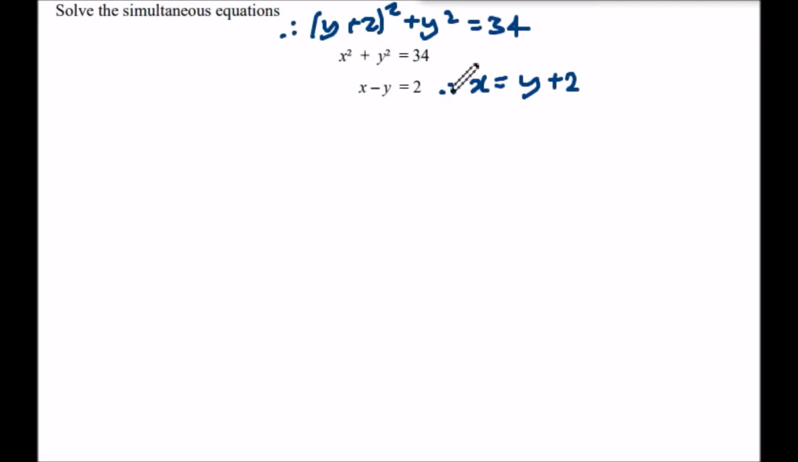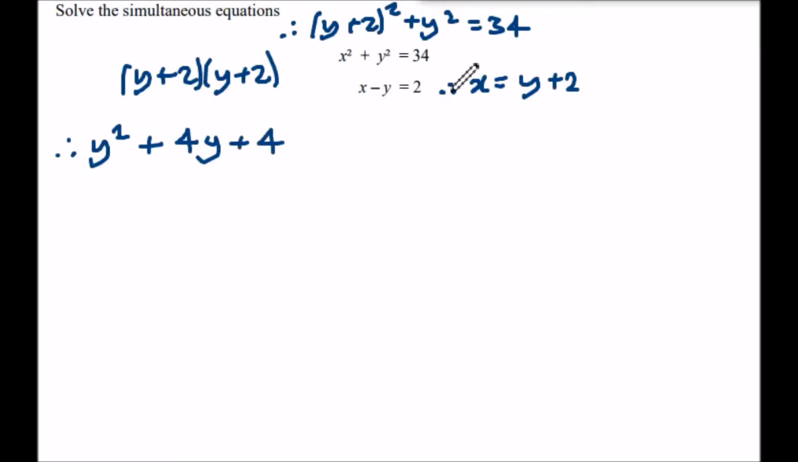Easy. And now to expand this one, you need to realize that y plus 2 squared is a double bracket. So we need to notice that y plus 2 squared can be written like this. And now to expand this, it's easy. So we just use the FOIL method. So y times y is y squared. Y times 2 is 2y. And then we get another 2y. So we're going to get 4y. Plus 4, 2 times 2 is 4. And now copying the rest of the equation, we've got plus y squared equals 34.